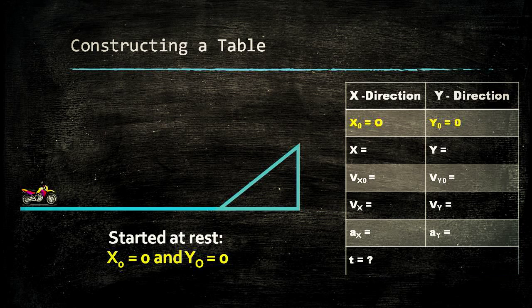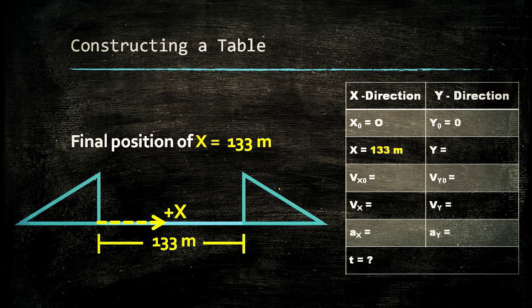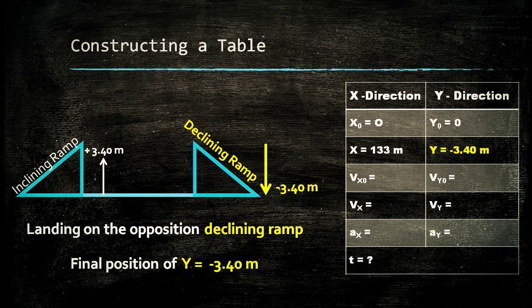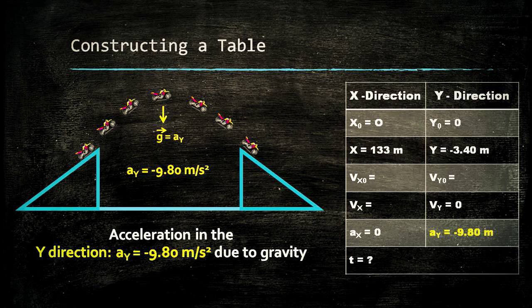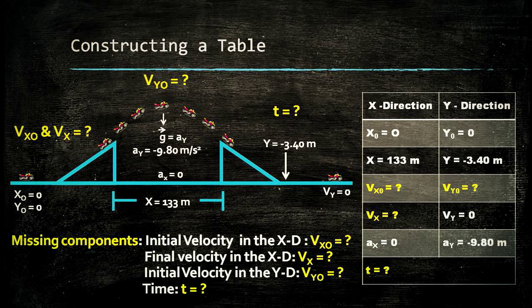Since Evel started at rest, the initial position of x and the initial position of y will be 0. The final position of x will be 133 meters to clear the buses. And in the y direction, it will be negative 3.4 meters to land on the opposite declining ramp. Acceleration in the x direction is 0, and in the y direction is negative 9.8 due to gravity. Time and velocity are unknown.